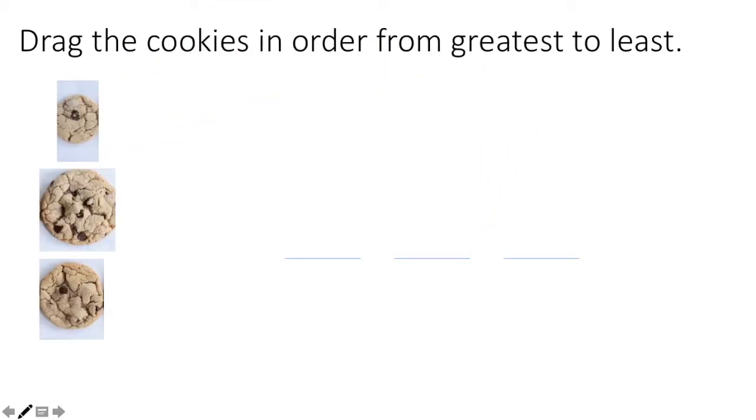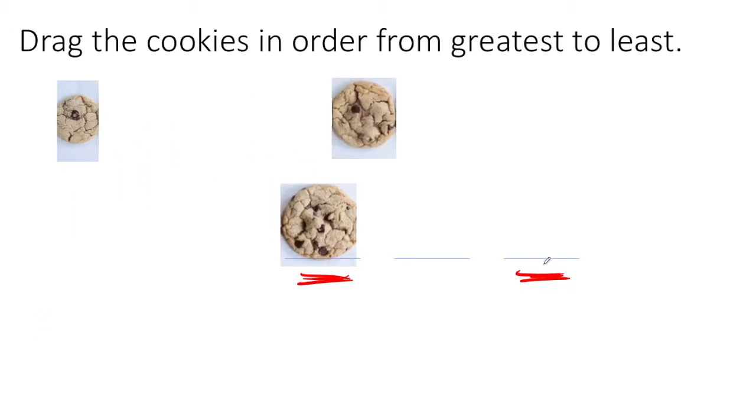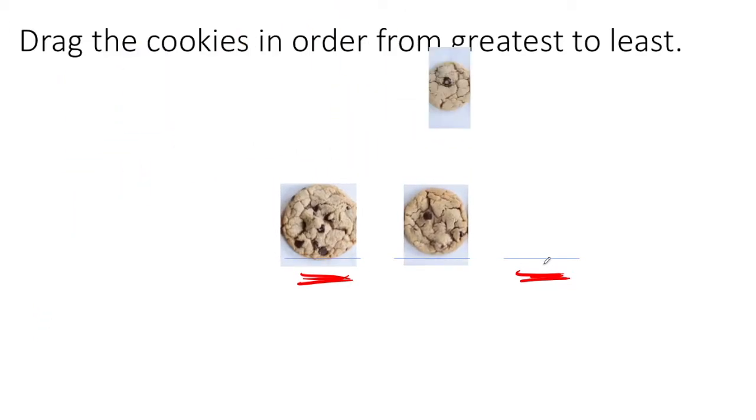Now drag the cookies in order from greatest to least. That means the greatest to the least, the smallest. Now we start with the biggest cookie, and then the next biggest cookie, and we end with the littlest cookie.